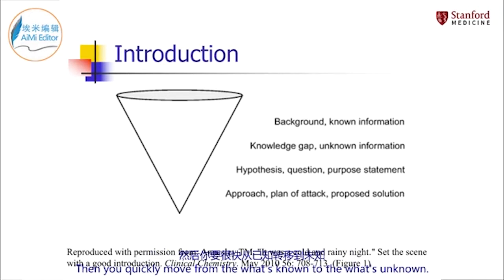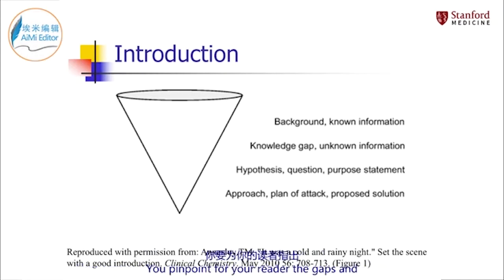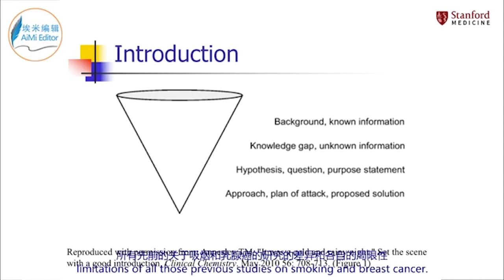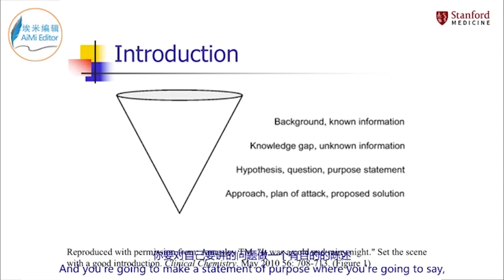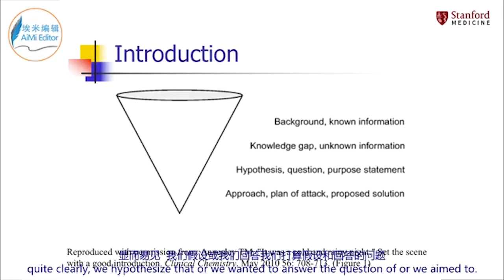Then you quickly move from the what's known to the what's unknown. You pinpoint for your reader the gaps and limitations of all those previous studies on smoking and breast cancer. What were the flaws in those studies that make us still unsure of whether breast cancer causes smoking? Then you narrow down even further to your specific hypothesis or question or aim of your statement.